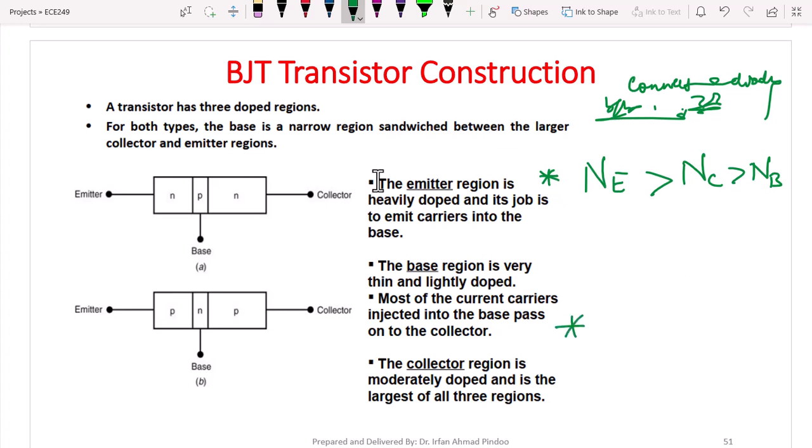And the second point is, if we talk in terms of surface area, the area of the collector should be highest, followed by emitter, and then followed by base. And now see, every point here is logical. Why is it that we need the collector to have more area? It is because all the electrons are ultimately collected by the collector, right? So output is also taken from the collector only.